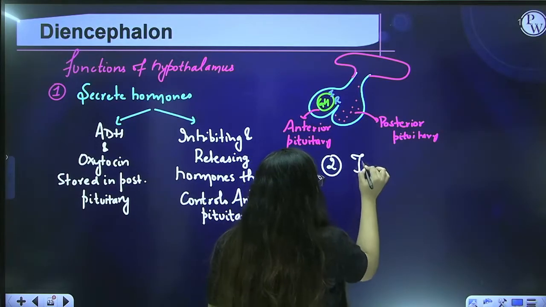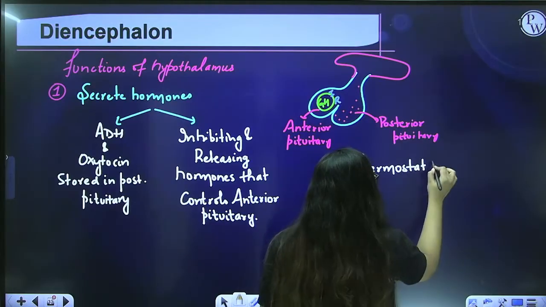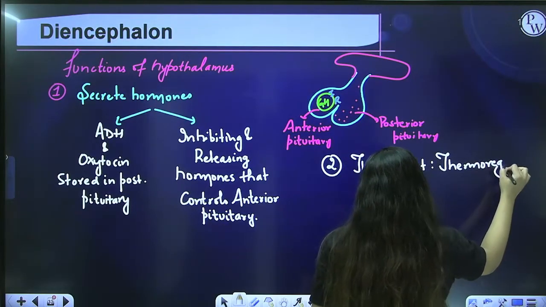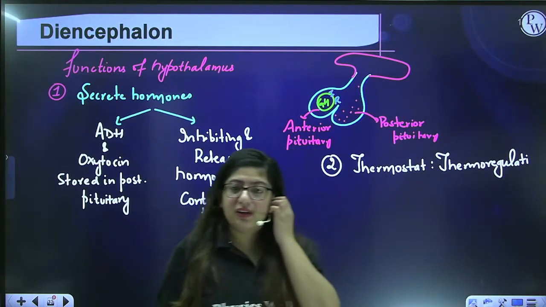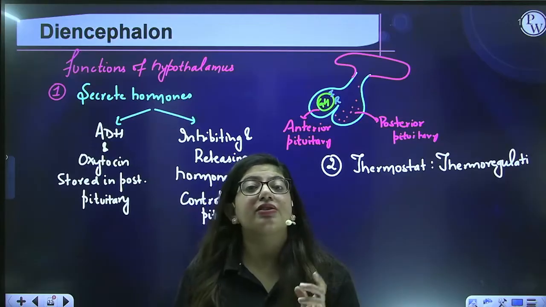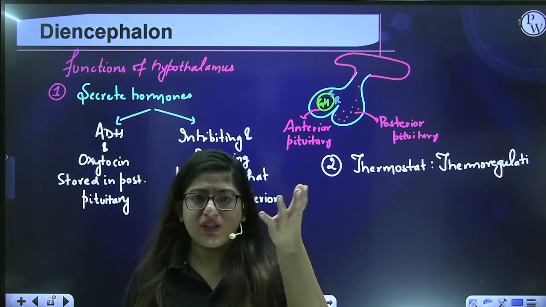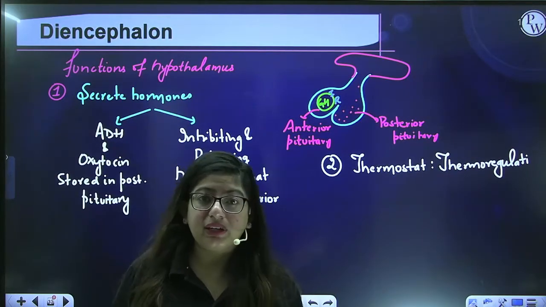Second, it acts as a thermostat. So a thermostat is something that will help in thermoregulation. That means control of temperature. So it also controls your body temperature. Whenever you have certain viruses or any bacteria or any infection in the body, your body temperature increases. So why has the body temperature been increased?